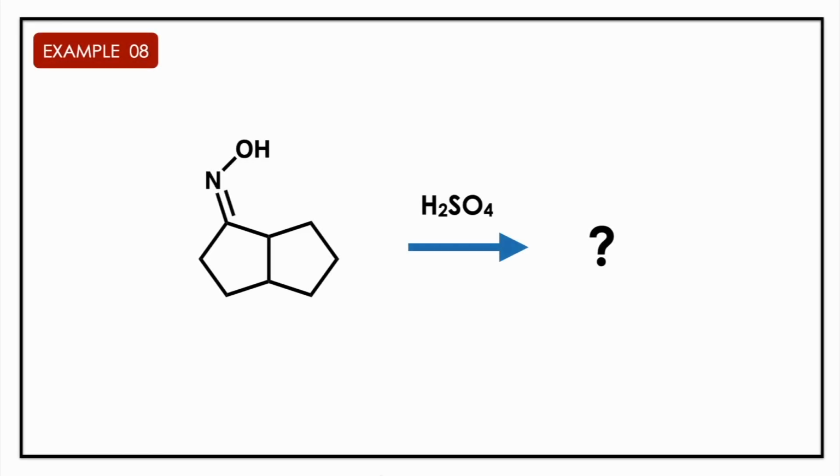Here you have a fused system. Two 5-member rings are fused. You are having hydroxylamine and you are using sulfuric acid. You should find what will be the final product.